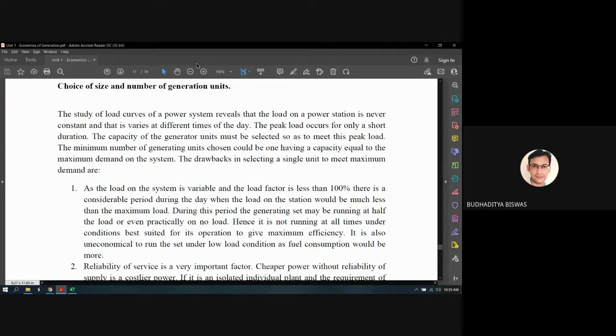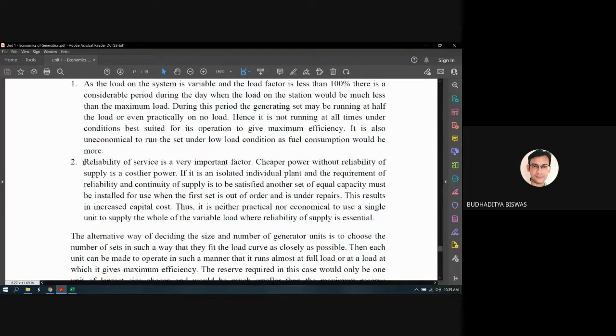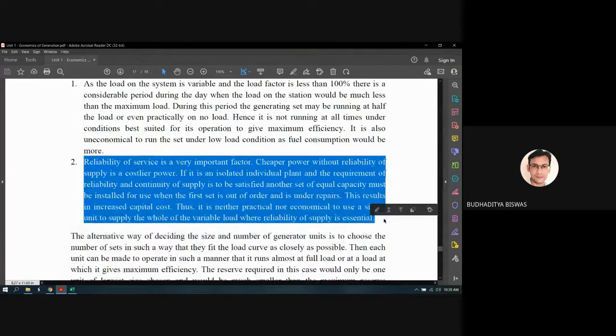So, a very good point. This is the reliability. If the number of units is only one, then it is not reliable. This is the second point actually, reliability. What is called reliability? Reliability means continuity of the supply. The insurance of the continuity of the supply is called reliability.